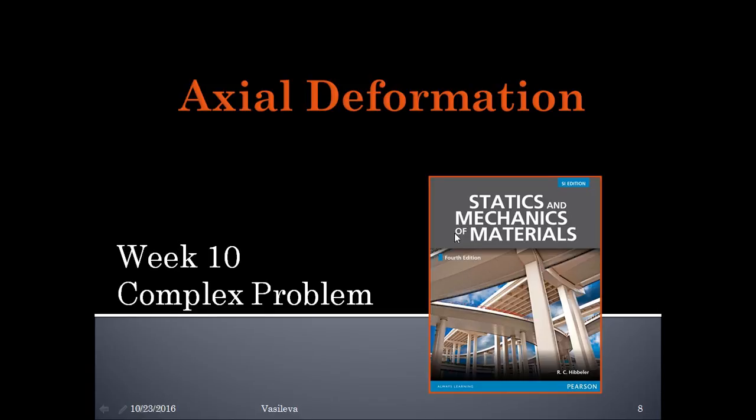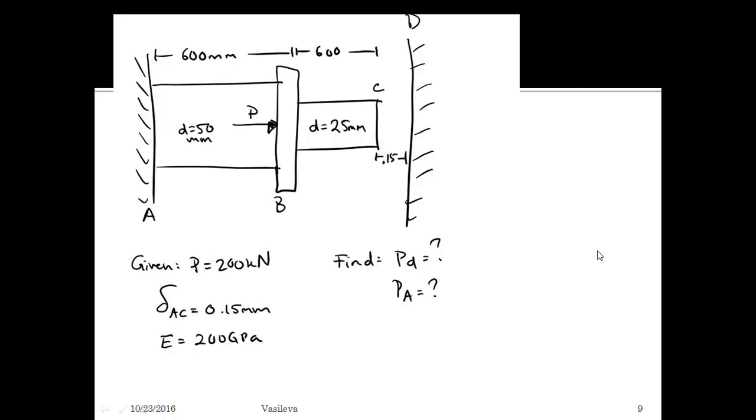Here's a more complex example of axial deformation, and the only reason it's harder is because it requires a lot more algebra, I would say. So here we have this body separated into two sections, AB and BC. It's in between two walls. P is 200 kilonewtons. The overall displacement of AC is 0.15 millimeters. We're given Young's modulus, and they want us to find PD and PA.